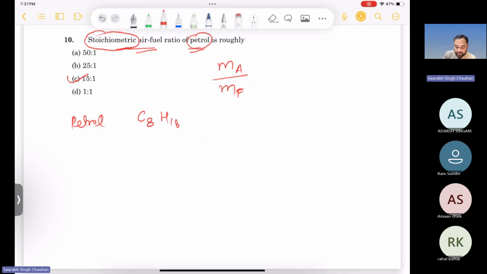So let us take C8H18 and assume that this is the petrol. Now you want to burn this C8H18. You have to write a chemically balanced reaction. So let us say for 1 mole of C8H18, you need A mole of air.